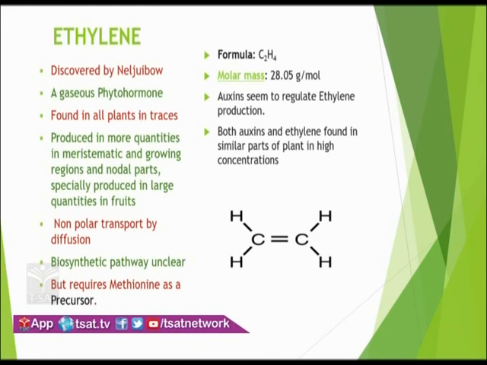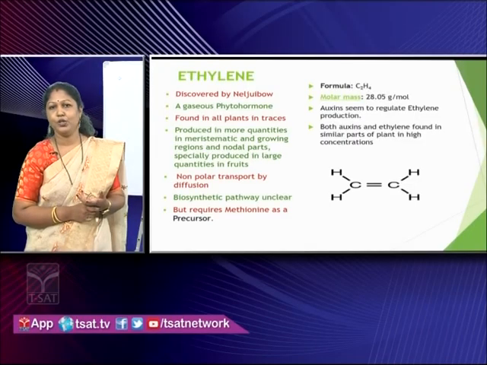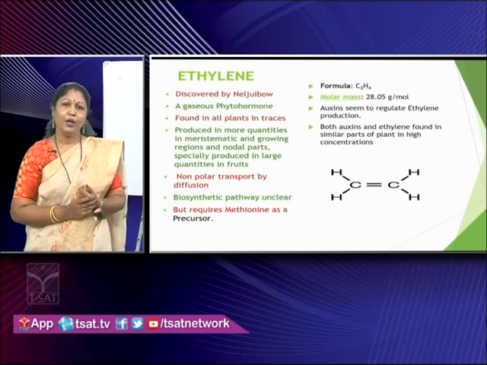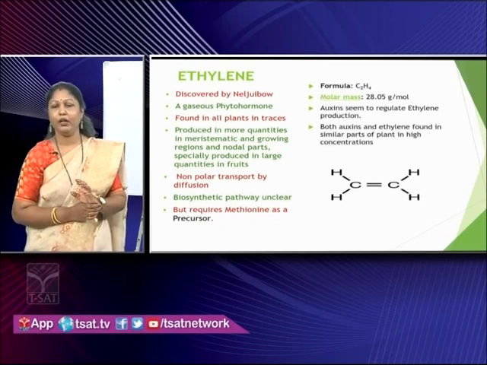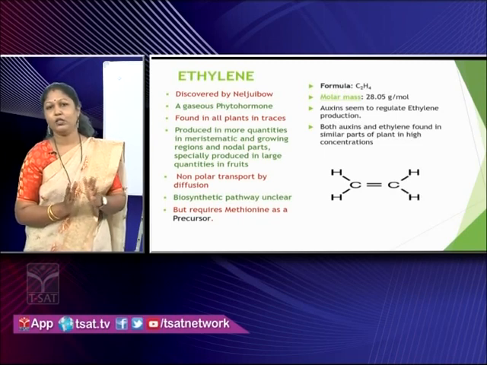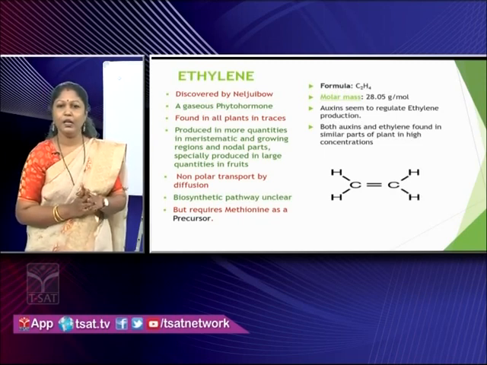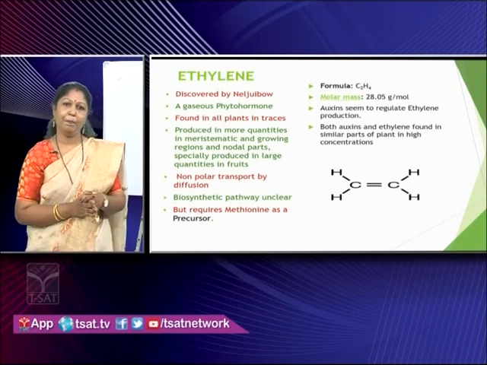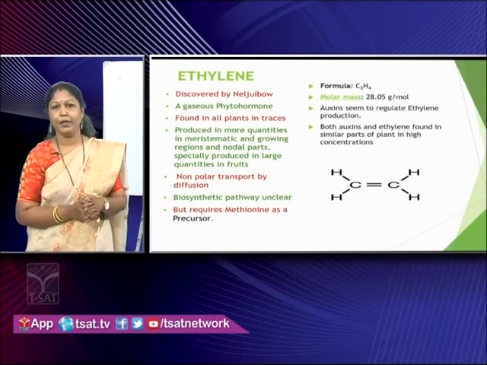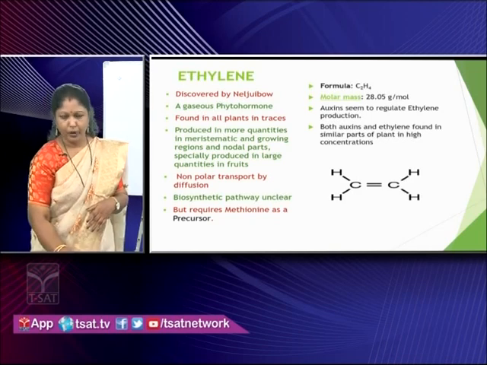Now, if you are talking about the biosynthetic pathway, there is no clear pathway for how ethylene is produced inside the plant, but it requires methionine as one of the precursors. We know that methionine is coded by AUG, the first initiating codon, isn't it? Not only that, auxins have a bearing on ethylene, that is, they regulate the production of ethylene. So, auxins and ethylene production are correlated, and wherever auxins are present, ethylene is also present in those plant parts. So, let us go further now.